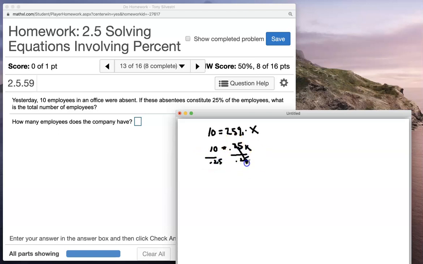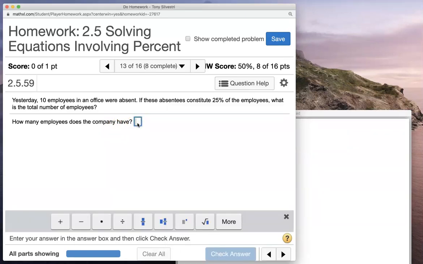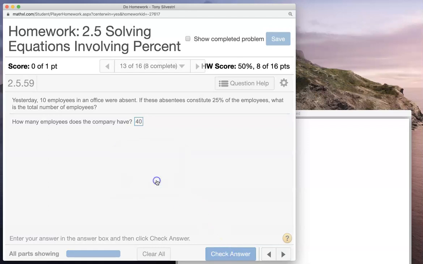And I believe that's going to cancel. X is equal to 10 divided by 0.25, which should give you 40 employees. Makes sense. 10 over 40 is 0.25. Yeah, that's it. 40 employees at this place. Nice.